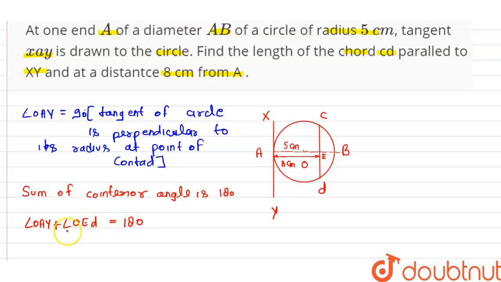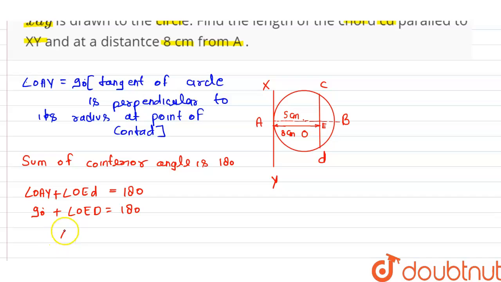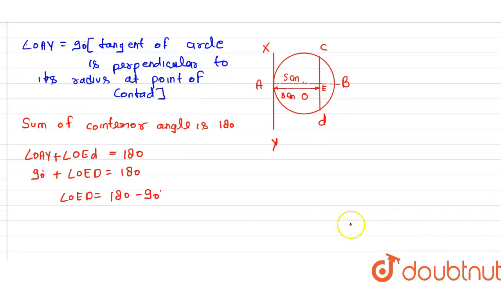So here we have already calculated the value of angle OAY is 90 degrees, and plus angle OED equals 180. So when we find the value of angle OED, it will be 180 minus 90. So the value of angle OED equals 90 degrees. So this angle is 90 degrees. If this angle is 90, then this angle will also be 90. If we draw a line from the center to point C, this is nothing but the radius of the circle, that is 5 cm.